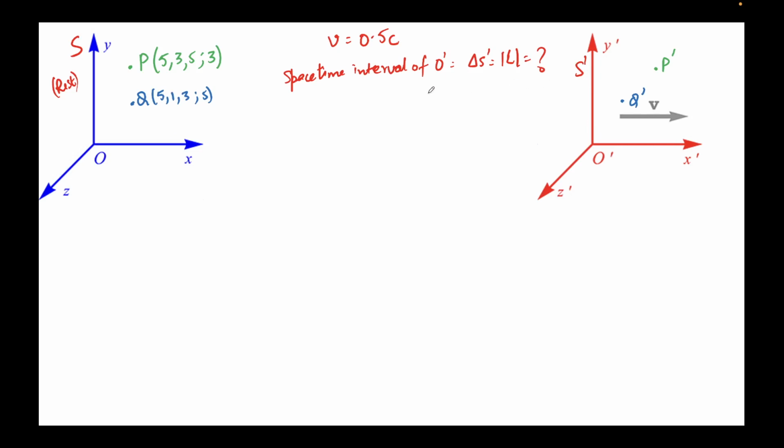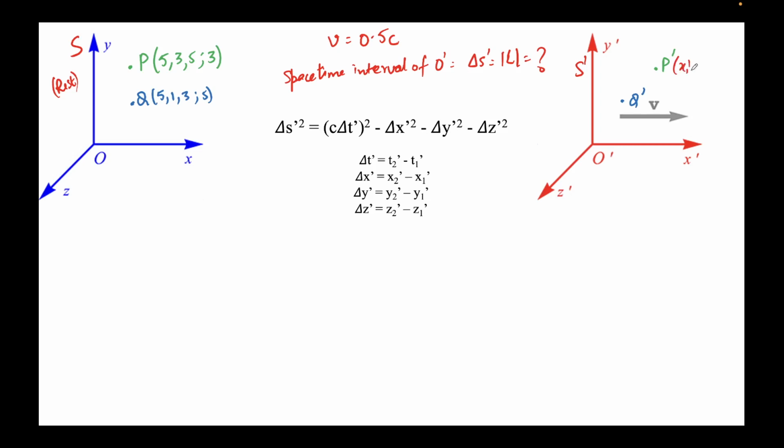Now it's a very straightforward question. We know the formula of the space-time interval we saw: delta S prime squared, and this whole formula. The problem here is that we don't know the coordinates. We don't know x1 prime, y1 prime, z1 prime, and t1 prime. Similarly, we don't know x2 prime, y2 prime, z2 prime, and t2 prime. So that's a bit of a problem. We cannot put the values in the formula, and we cannot solve this.